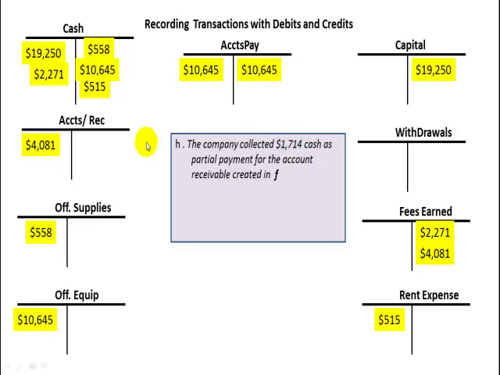So to collect part of that, we were going to debit cash for $1,714, and we're going to credit accounts receivable for $1,714. This debit to cash increases cash. This credit to accounts receivable lowers accounts receivable. Overall, assets didn't change, and really nothing changed. So we just got some money in for an accounts receivable. So the journal entry will be a debit to cash for $1,714 and a credit to accounts receivable for $1,714. And we're ready to go on to I, which is the last transaction.